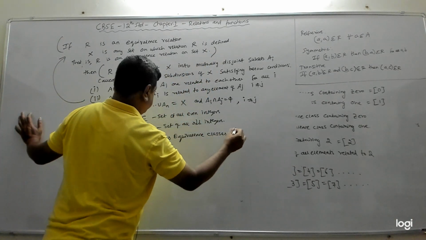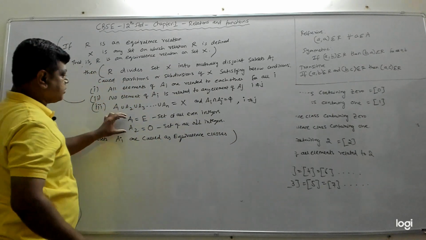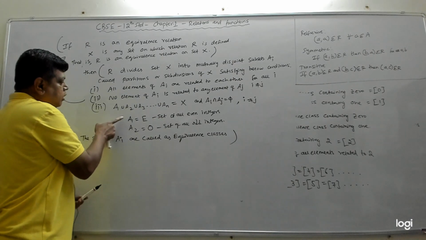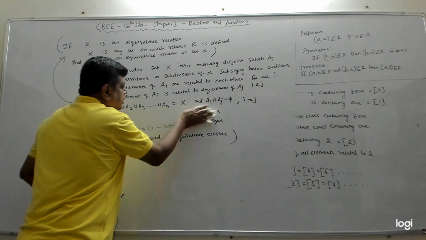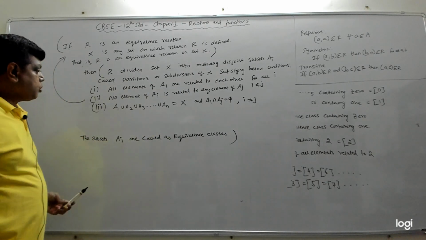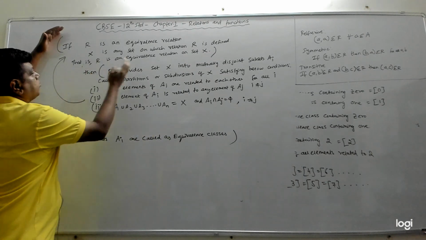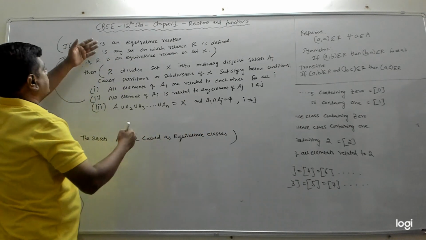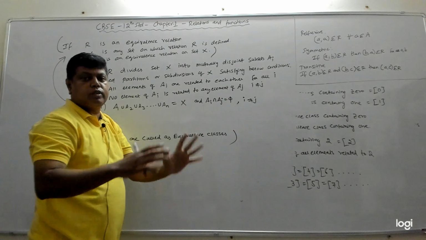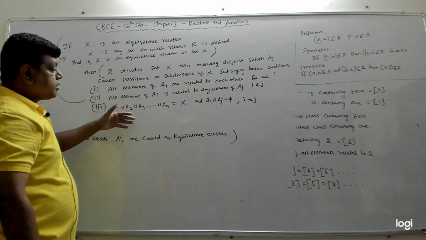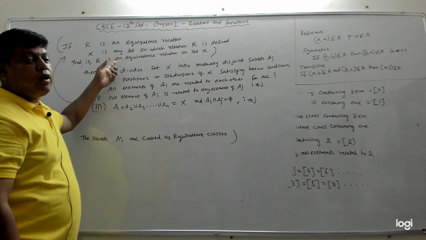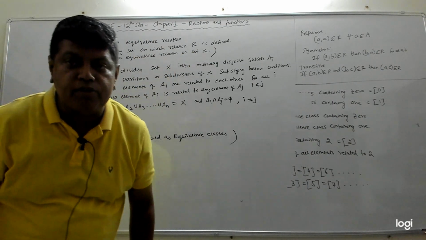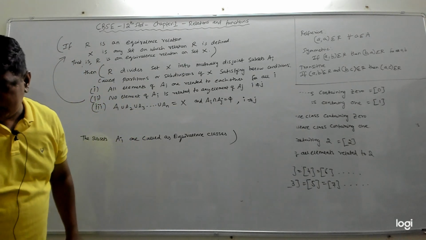This was just an example of the previous one. You need not worry about this. I just explained what A1 and A2 were here. So if this is true, then you can say this. But if this is true, then you can also say this. Whenever R divides X into mutually disjoint subsets Ai, satisfying these conditions, then we will be able to define an equivalence relation R on the set X.